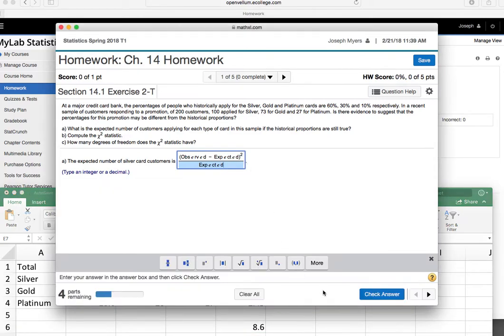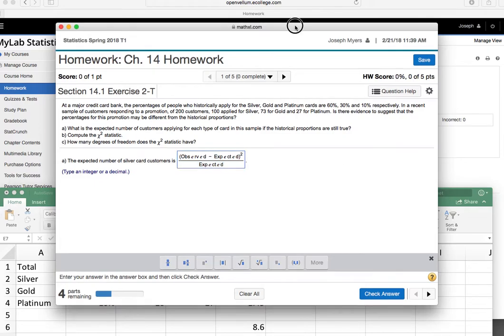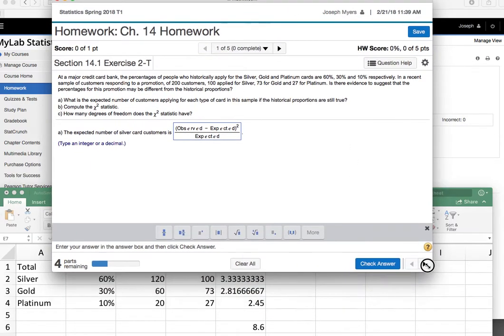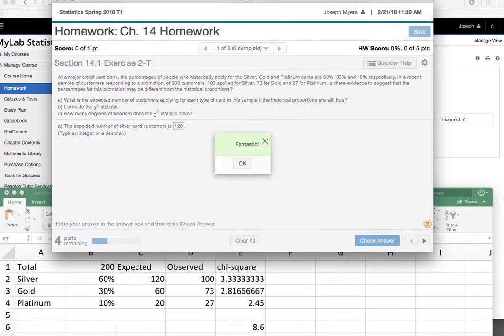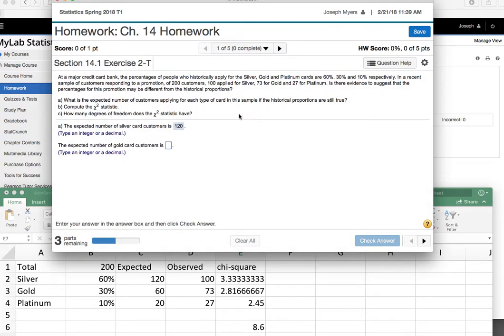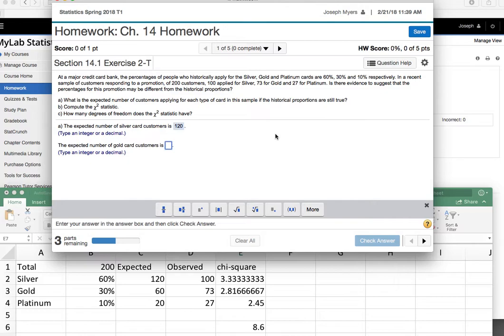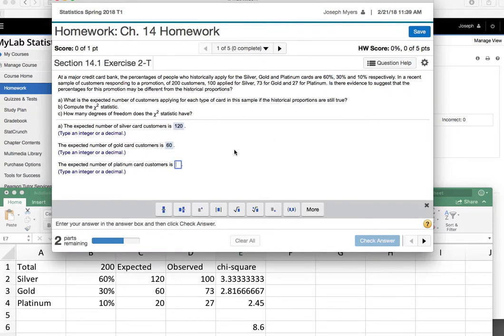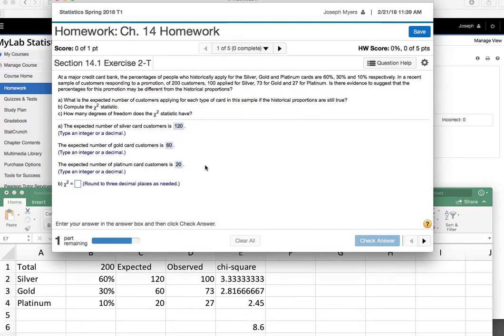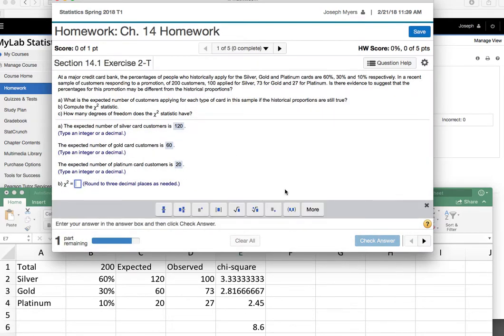Now let's start filling out these answers. So clearly, as we just figured out, the expected number of silver customers is 60% of 200, which is 120. So I could have done this a lot quicker. I was just showing you how to do all of it at once. Then going back to the beginning. So the gold customers are expected to be 60, which is 30% of 200. And the expected number of platinum customers is 20. And the total chi-square value is 8.6. It wasn't too bad, was it?